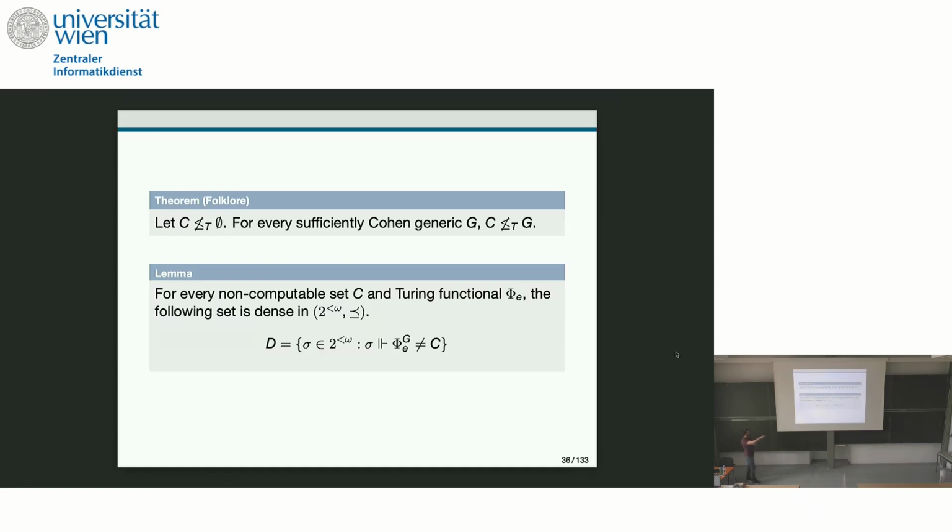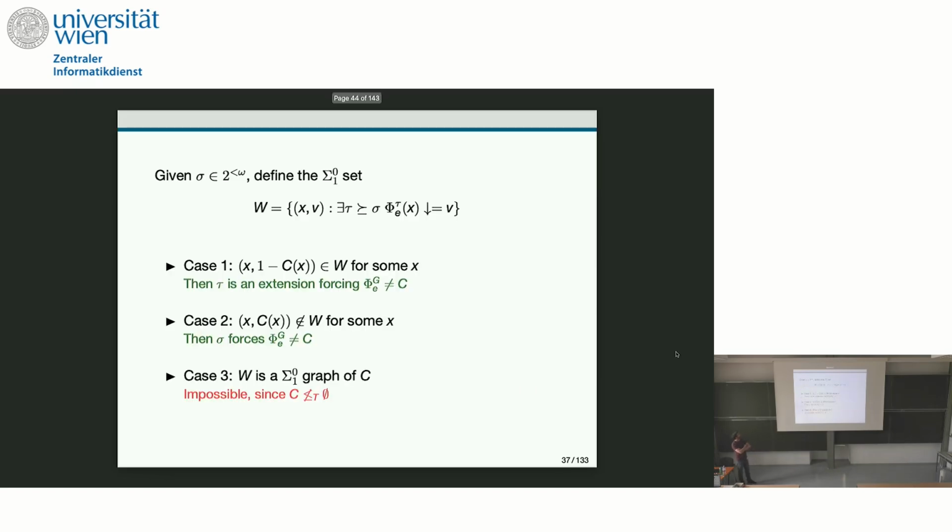If this set is dense, then if you are sufficiently generic, you are going to intersect all these dense sets. There are countably many of these because there are countably many Turing functionals. And then it means that G cannot compute C, because if it computes C, there exists a Turing functional so that Phi_e(G) is equal to C, contradicting the fact that you intersect your dense sets. Okay? So let's just prove this technical lemma. You have a condition, sigma, which is just a finite binary string.